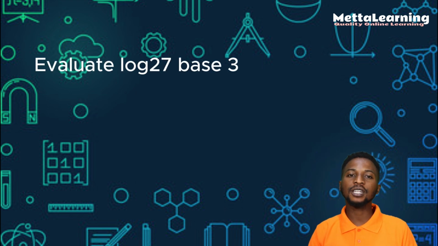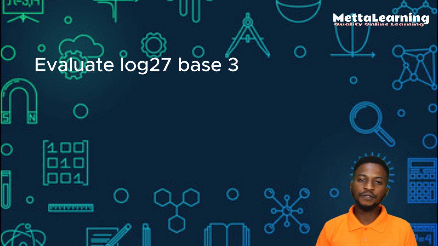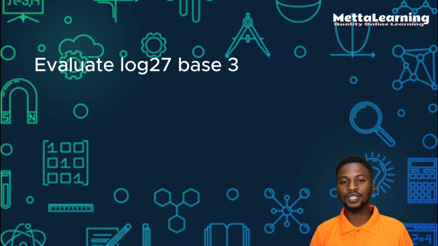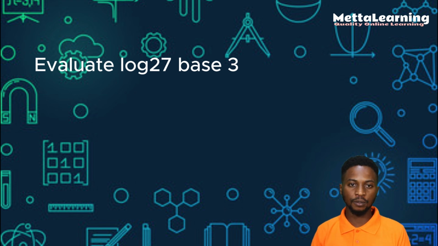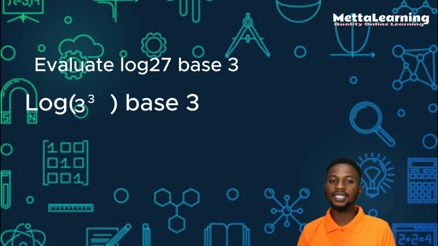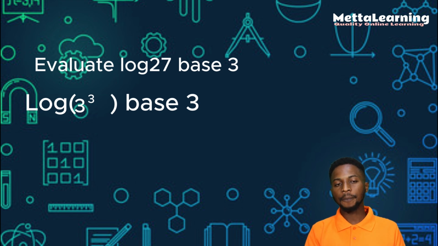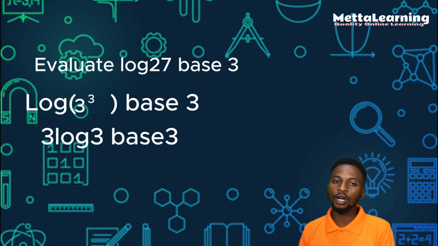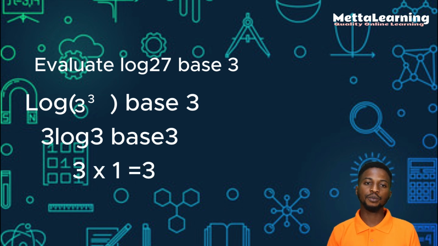And the last question I'm having on my table for today's class is evaluate log 27 base 3. How do we solve this? Yes, just as we've been solving other questions, what we have to do is to further express 27 as a power of 3. Then we'll have 3 raised to the power 3. So we then have log of (3 raised to the power 3) base 3. Then applying the rule of log, we have 3 log 3 base 3. Then just as what we've been applying, we'll have 3 times 1 equals 3.